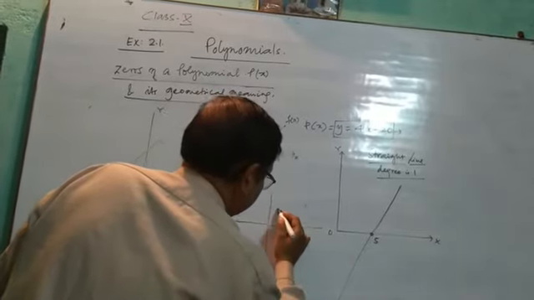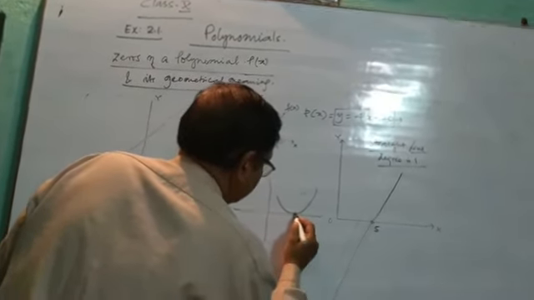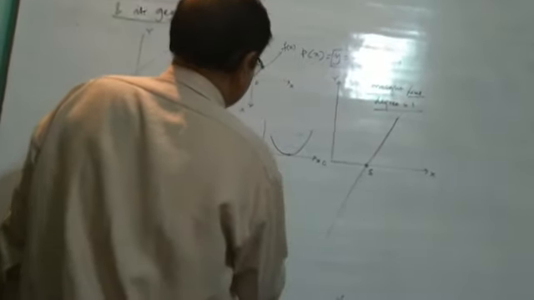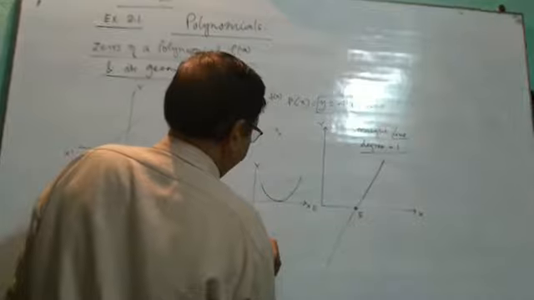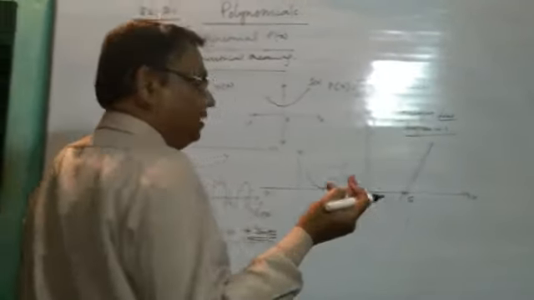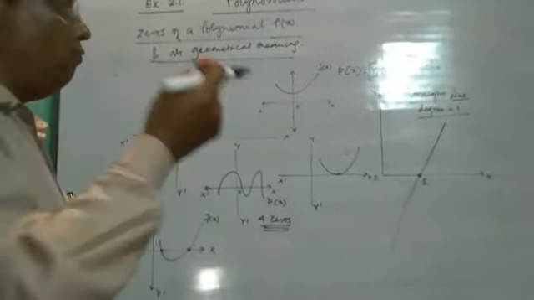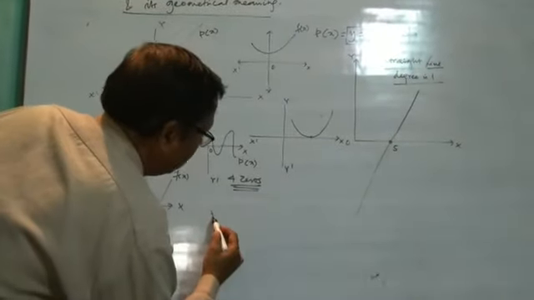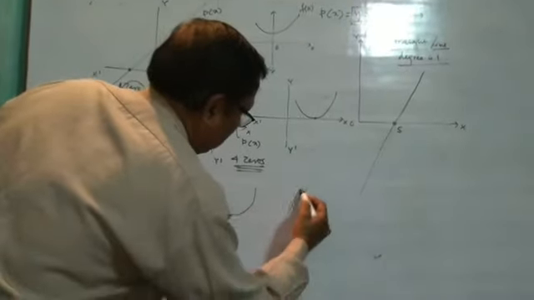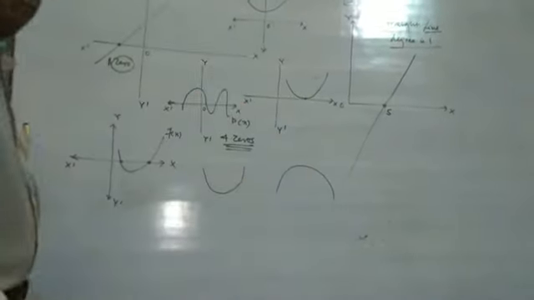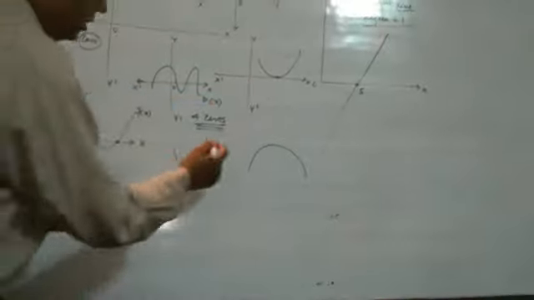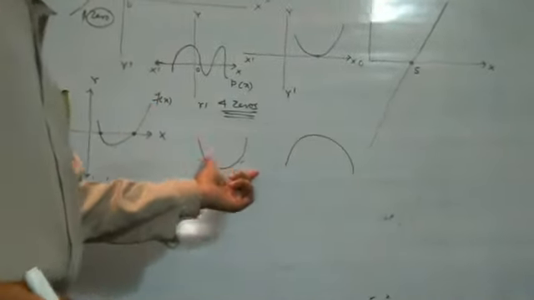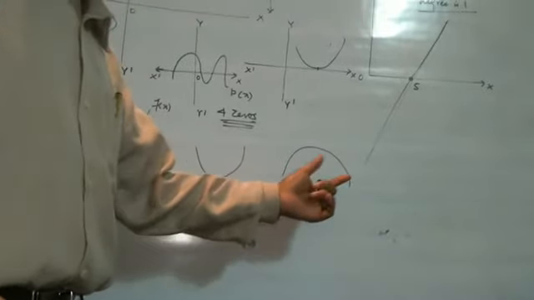If I draw this polynomial touching the x-axis at a single point, how many zeros are there? Definitely it will have only one zero. Now, if a polynomial is like this or like this, parabolic, U-shaped or inverted U-shaped, it will be a quadratic. This is a quadratic polynomial. This is also a quadratic polynomial.